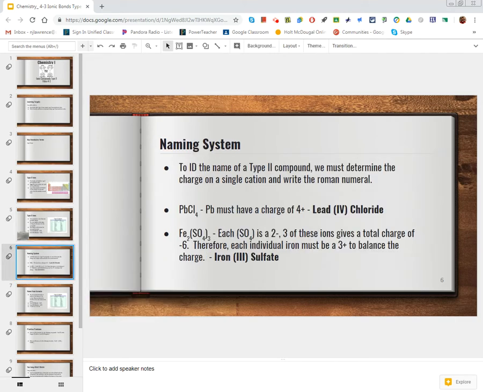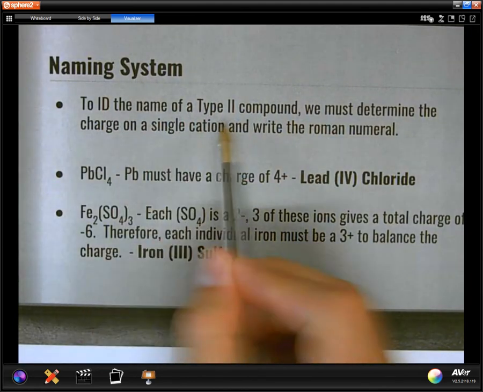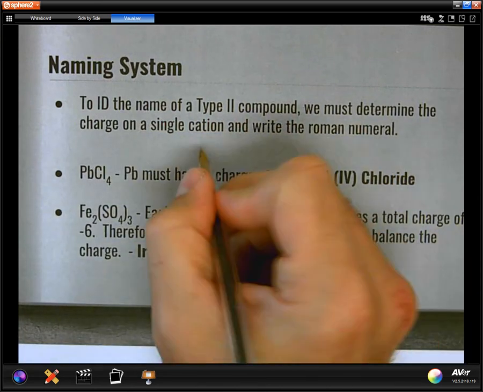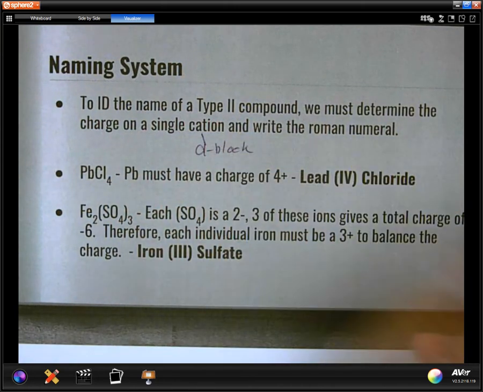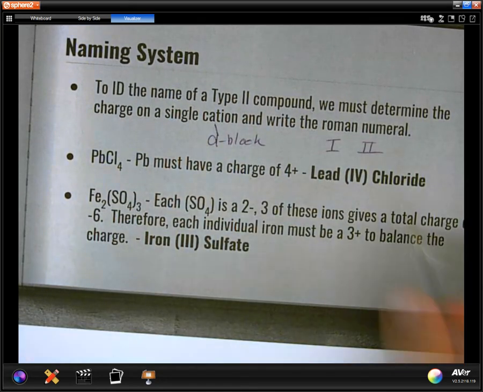So how do we do it? Here you can see how we're going to do this, so you'll watch me practice it. To name a type 2 compound, first of all, we just have to determine the charge on the cation, in other words, the transition metal or the D block element. And then we're going to write a Roman numeral. The Roman numeral for 1 is just an I. The Roman numeral for 2 is two I's. I'll show you all these numbers on the next slide.